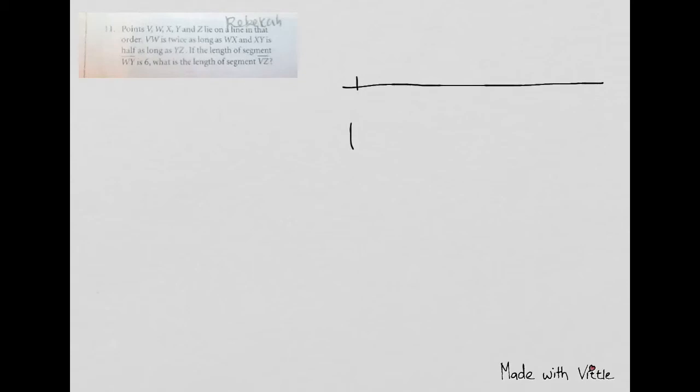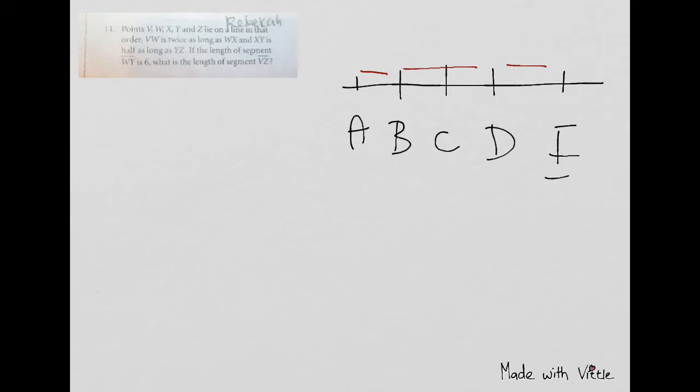points A, B, C, D, and E lie on a line in that order. We'll say that AB is twice as long as BC, and CD is half as long as DE. So if the length of segment BD, right here, is 13, what is the length of segment AE? So we're trying to find AE from here to here.